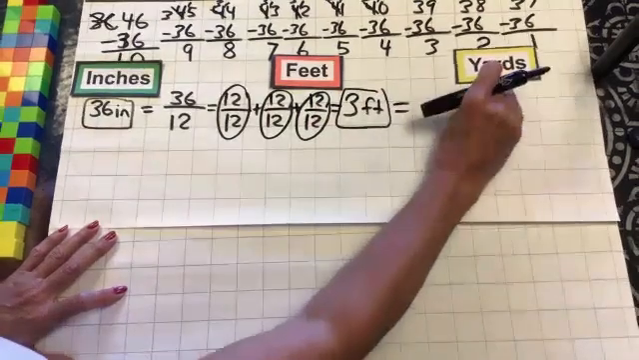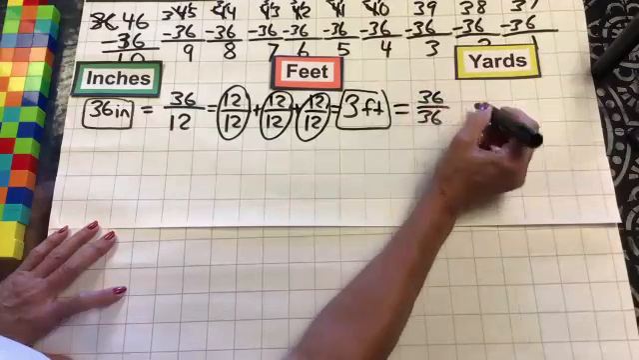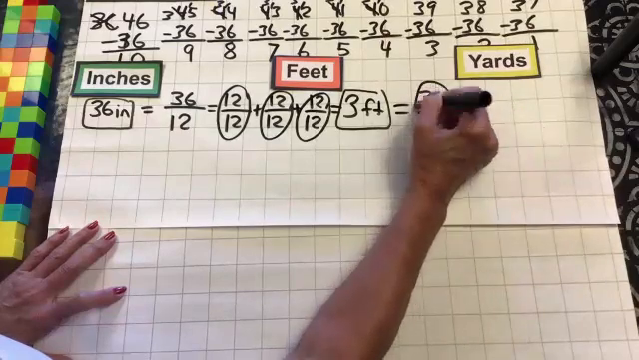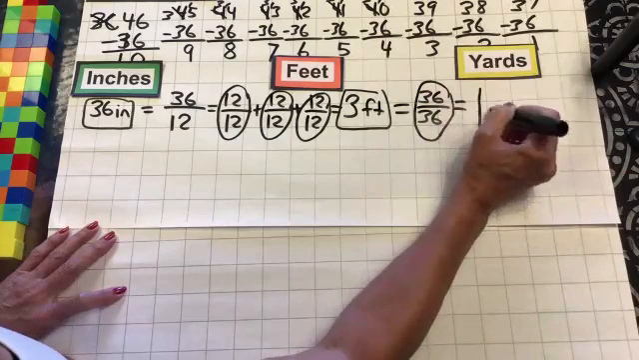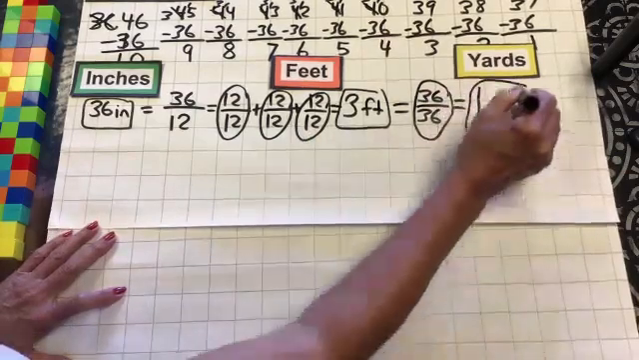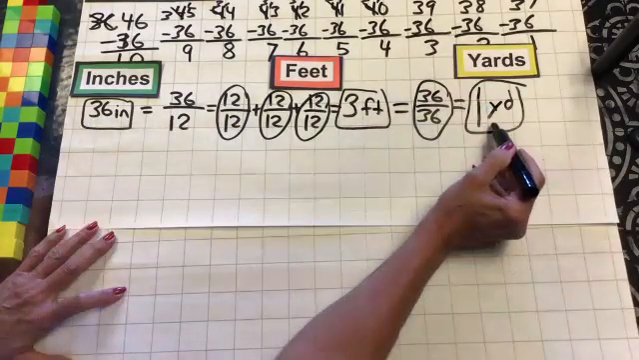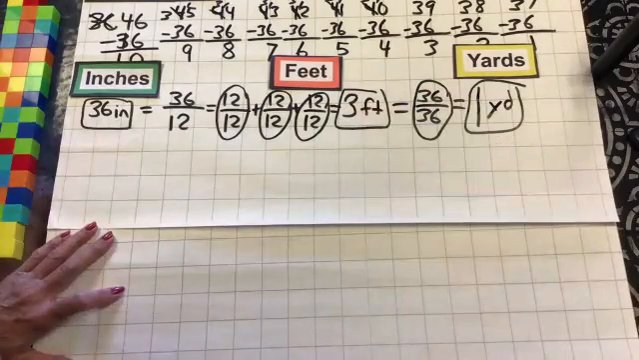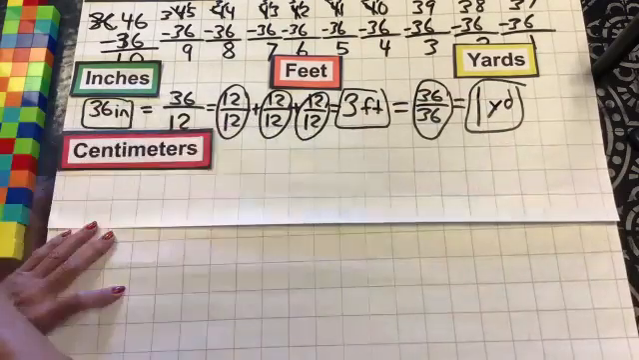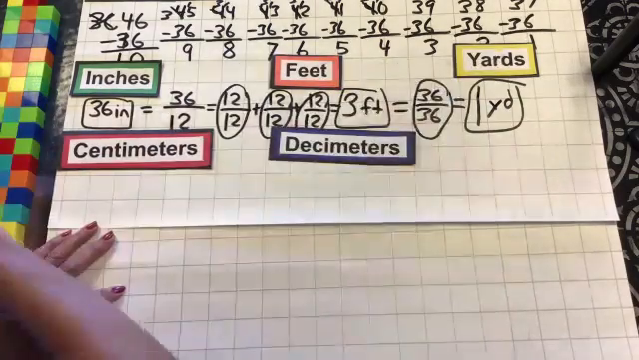And when we do yards, it takes 36 inches to make a yard. Voila. We've got all 36. So we have 1 whole yard. So 36 inches is the same as 3 feet, which is the same as 1 yard. How about that? All right, let's go on today to centimeters, decimeters and meters.